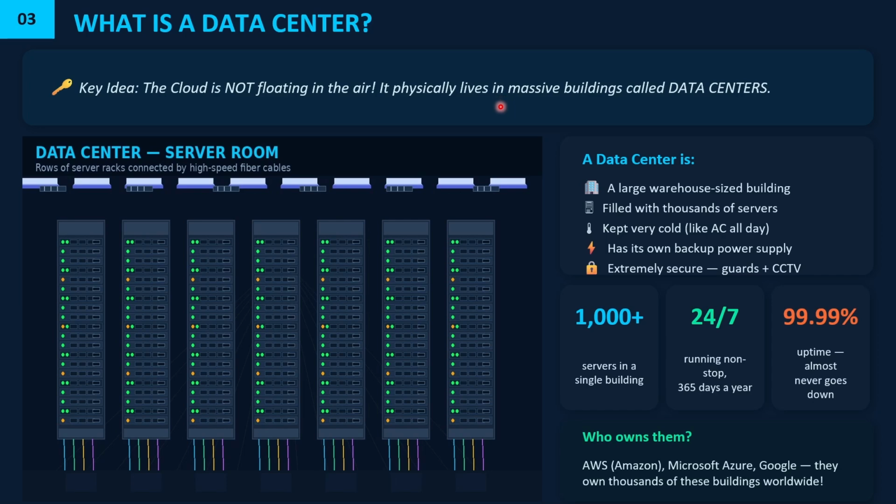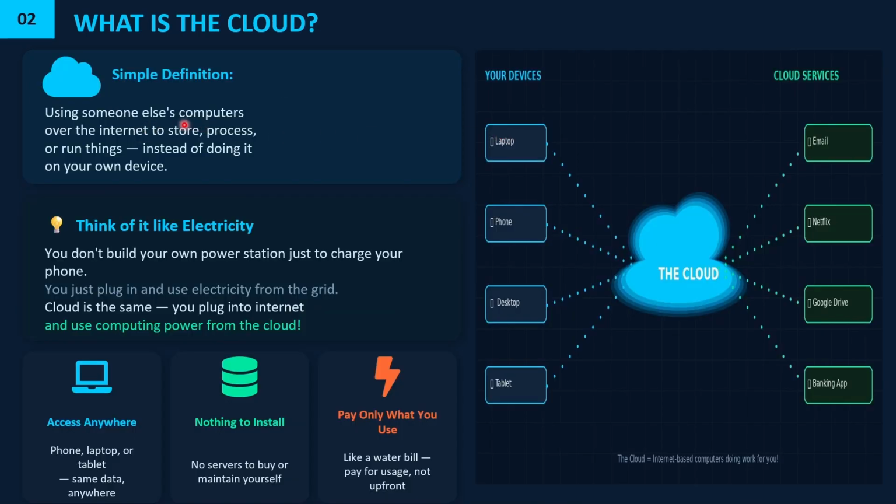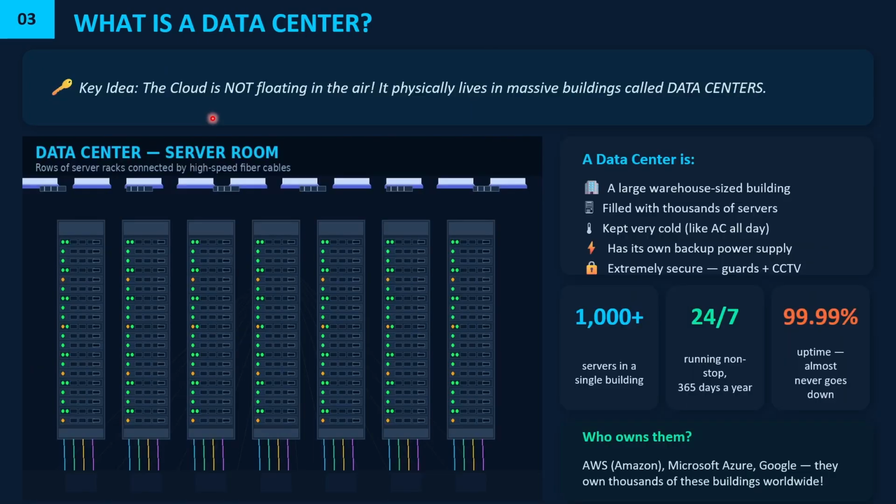Your data is on someone else's computer. As I said before, your data is on someone else's computer. There are cloud service providers who store your data in their data centers. We can call it the server room: rows of server racks connected by high-speed fiber cables, and this is a diagrammatic representation of it.